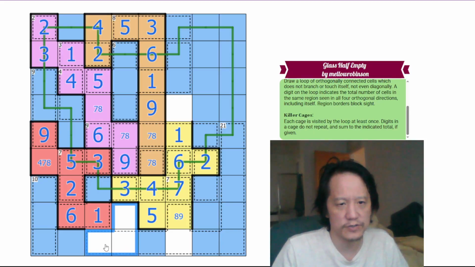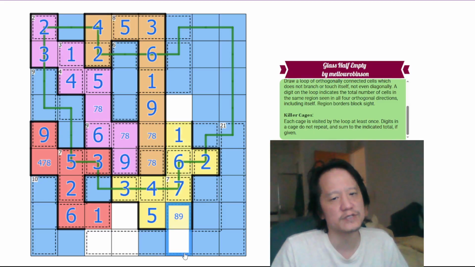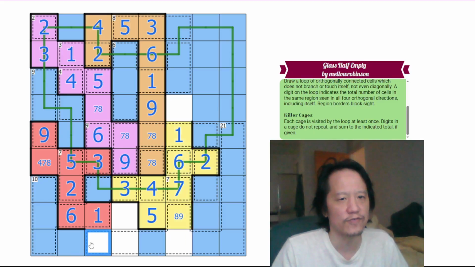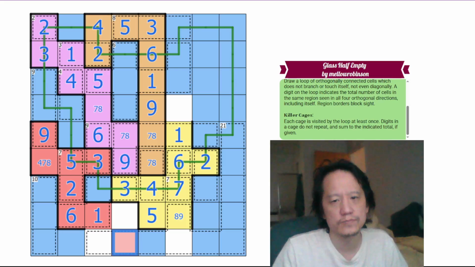Or red could be these two. If red is these two, then the yellow has to be here and here, but then here and here. But the problem is this would be 8 and 9, and this would have to be 4, which it couldn't be. So red, it's either here and here or here and here. So this is always red. Okay, and this is a border.